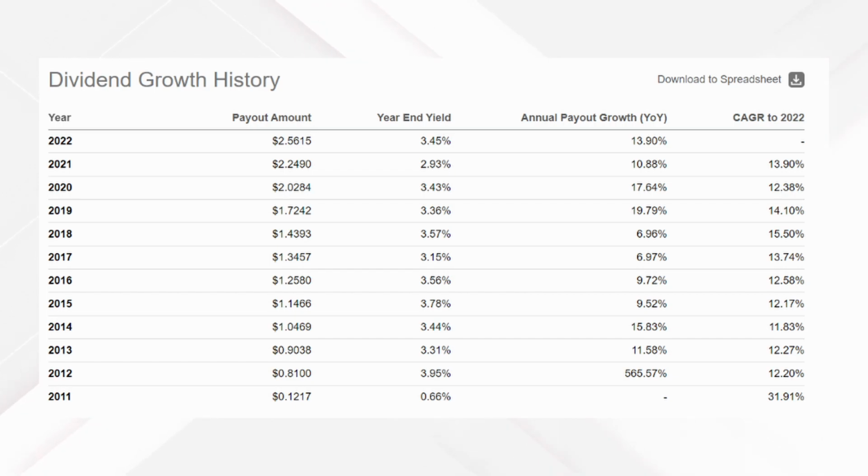And as we can see, besides 2011, which had a year-end yield of 0.66%, the year-end yield for all the years after that was pretty high, all around 3.5%, roughly. Now, the actual average yield for all these years is 3.21%, but if you take out that 2011 year that had 0.66%, the actual average is 3.44%.